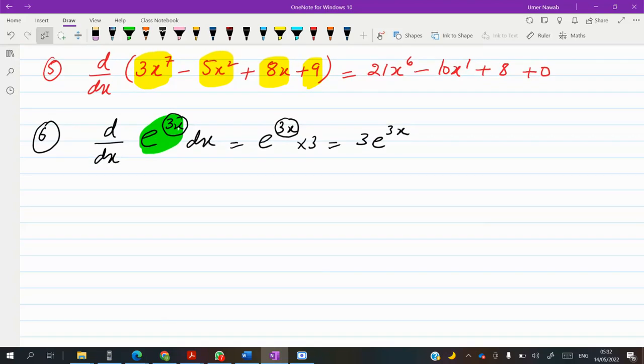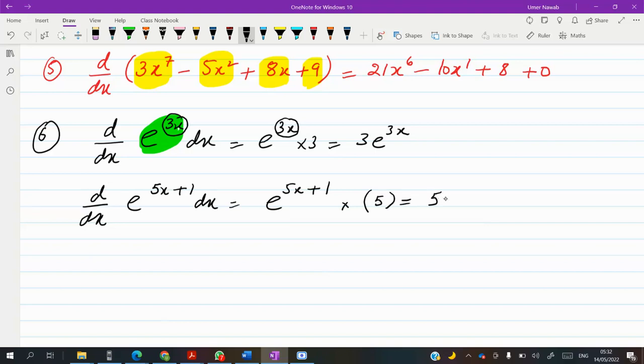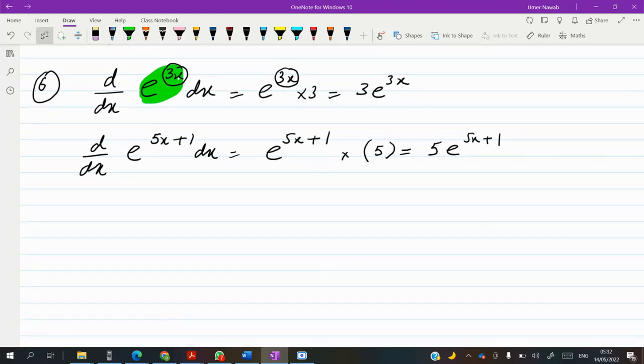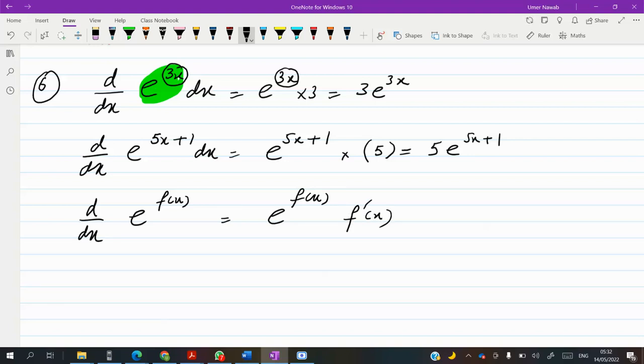I can write another derivative, for example, e raised to power 5x plus 1. Again, e raised to power 5x plus 1 will come as it is, and the further derivative of 5x plus 1 is 5. So the final answer is 5 e raised to power 5x plus 1. So this is the exponential function derivative. Generally speaking, if you have any function, if you want to take the differentiation, you will copy it as it is, and you will take the further derivative of the function which is in the power, f dash of x.